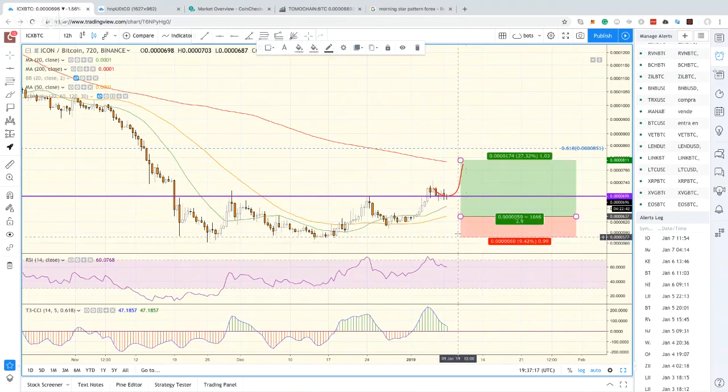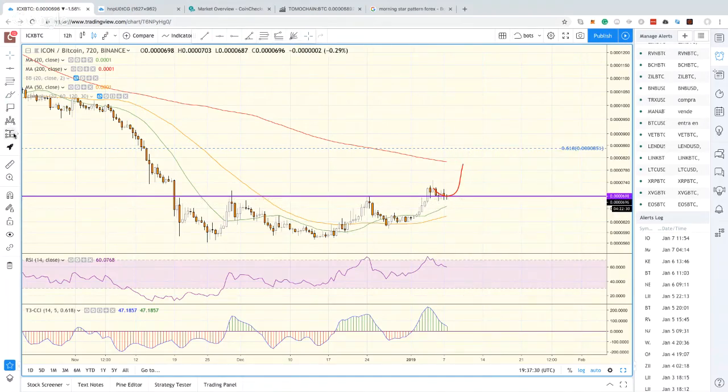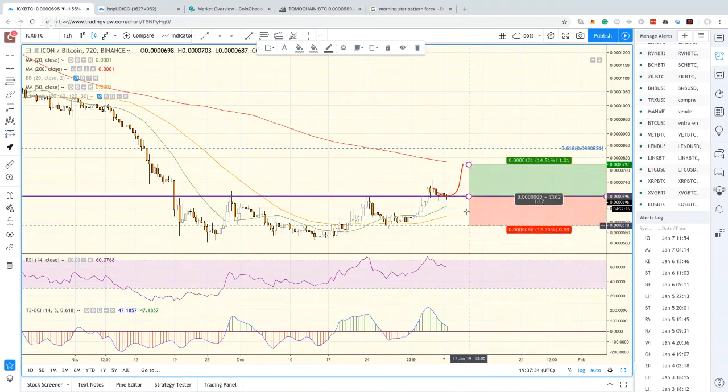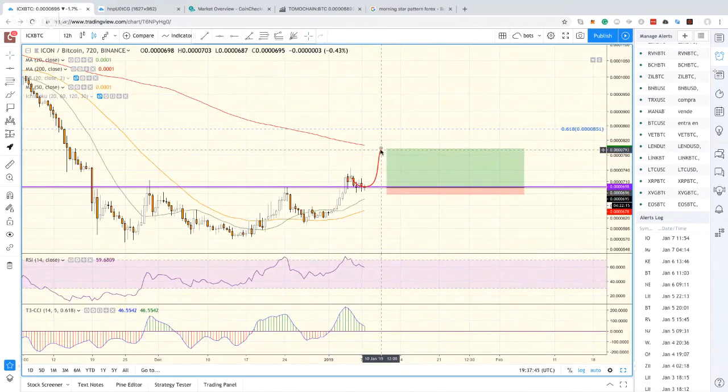If you enter this trade with me, just move your stop loss to your entry point, or even protect your profits here and set your stop loss below the support. You can make something like this. You just move your stop loss here below these weeks, if you can see it. And your target is still this 200 MA in the 12-hour time frame.